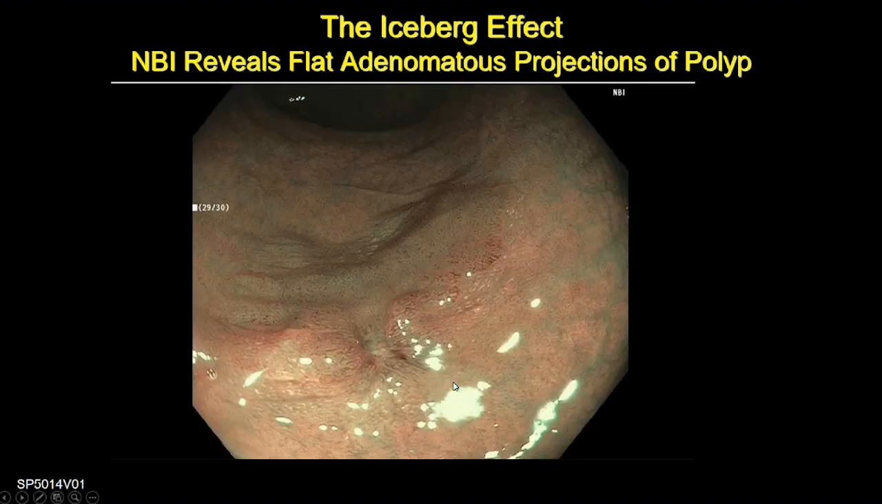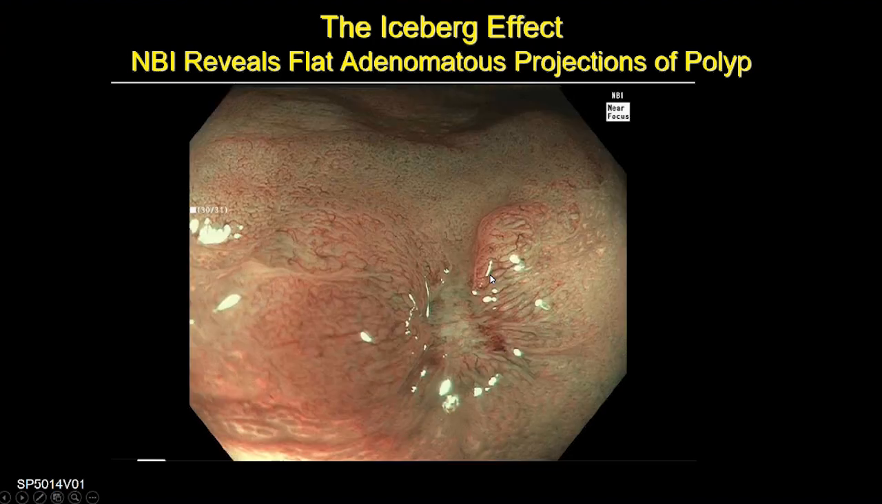But if you look with narrow band, you see this entire area, all this flat area over here with those same gyrus patterns of tubular adenoma. So there's a lot more work than met the eye initially.